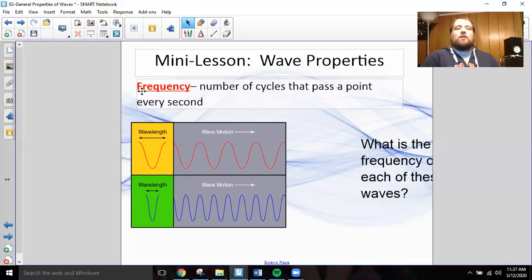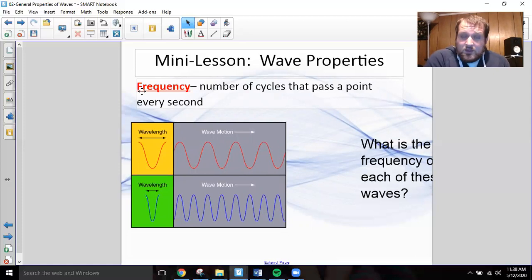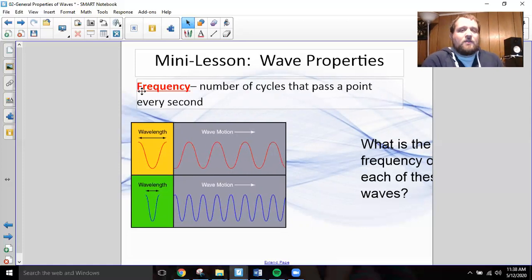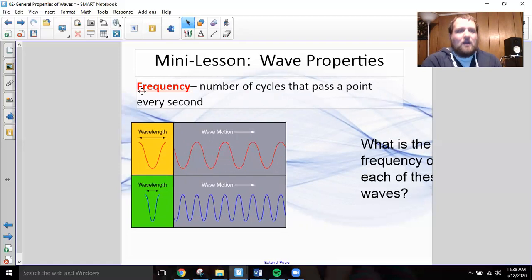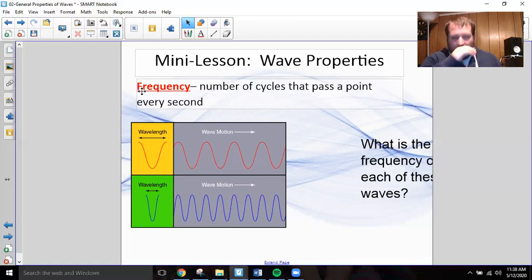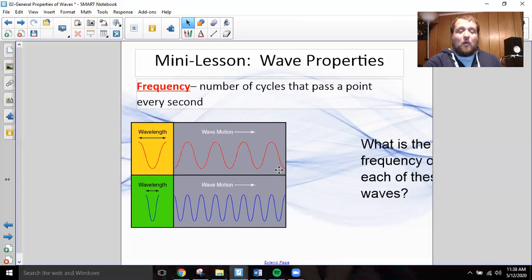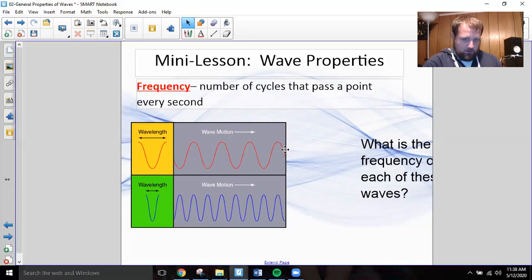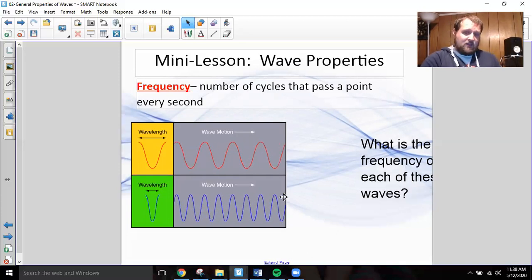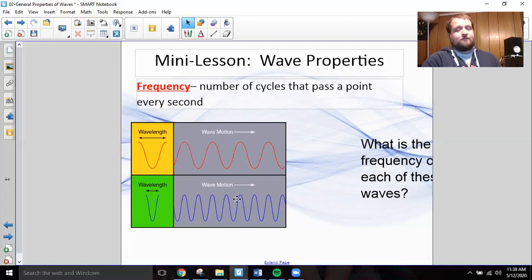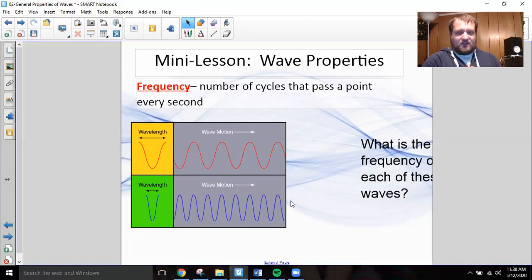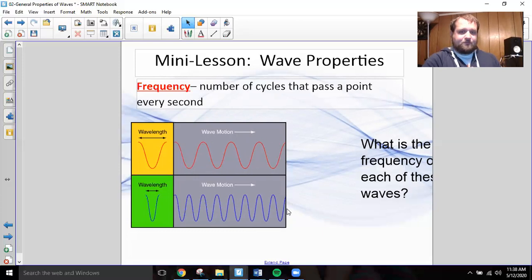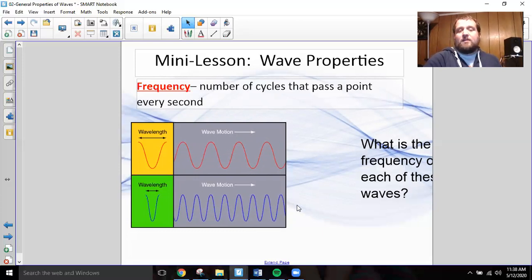So the last key vocab word for today is the frequency of a wave. Frequency refers to the number of cycles that pass a point every second. So you could get out a stopwatch and actually time this. So if we were to time it for like 10 seconds and count how many complete waves pass through this point here compared to how many of these waves pass, we would see that this one has more cycles per second than this one does. More full waves pass through every second.